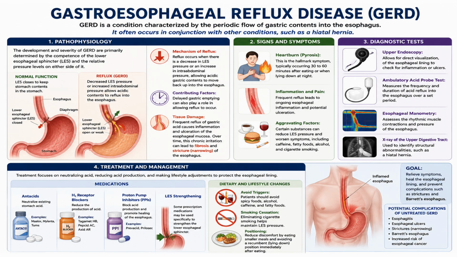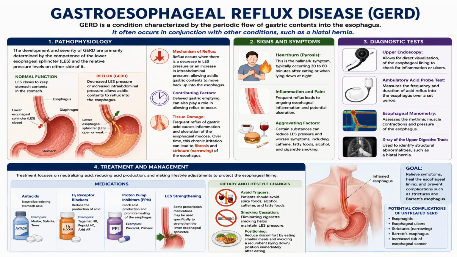Then we have gastroesophageal reflux disease, GERD, as it is known. This is very common in clinical settings. It is characterized by a periodic backflow of acidic gastric contents into the esophagus. GERD often occurs in conjunction with structural abnormalities, such as a hiatal hernia. This can compromise the natural barrier between the stomach and the esophagus.